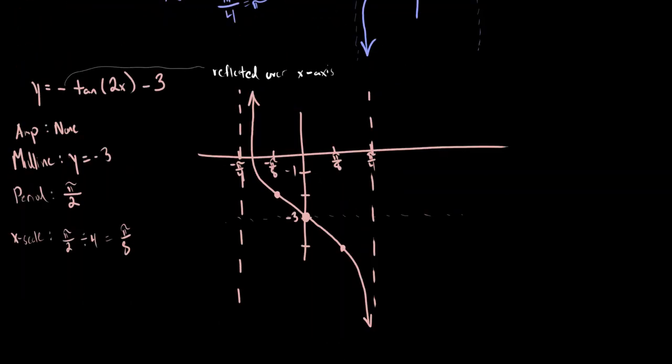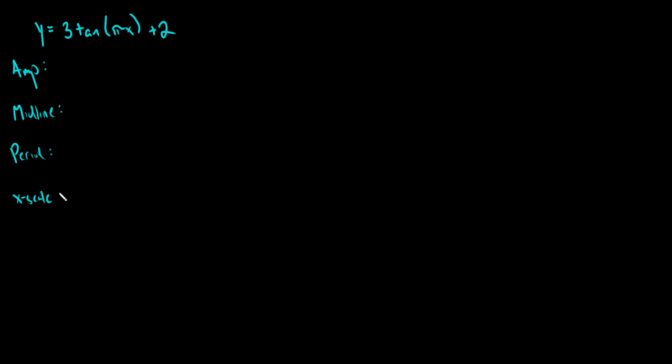I'm out of room down there, so let me scroll over a little bit. So why not try out this one? Try out y equals, let's do 3 tangent of pi x plus 2. Go ahead and tell me what the amplitude is. Tell me what the midline is, what the period is, and what the scale for x is. You can go ahead and pause the video and try this now.